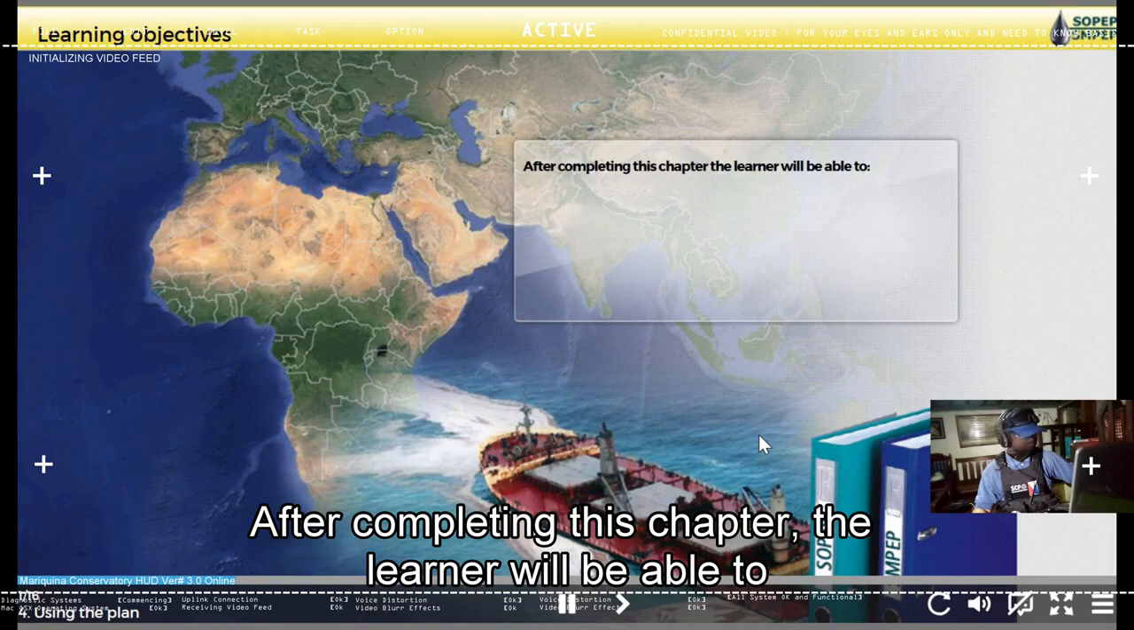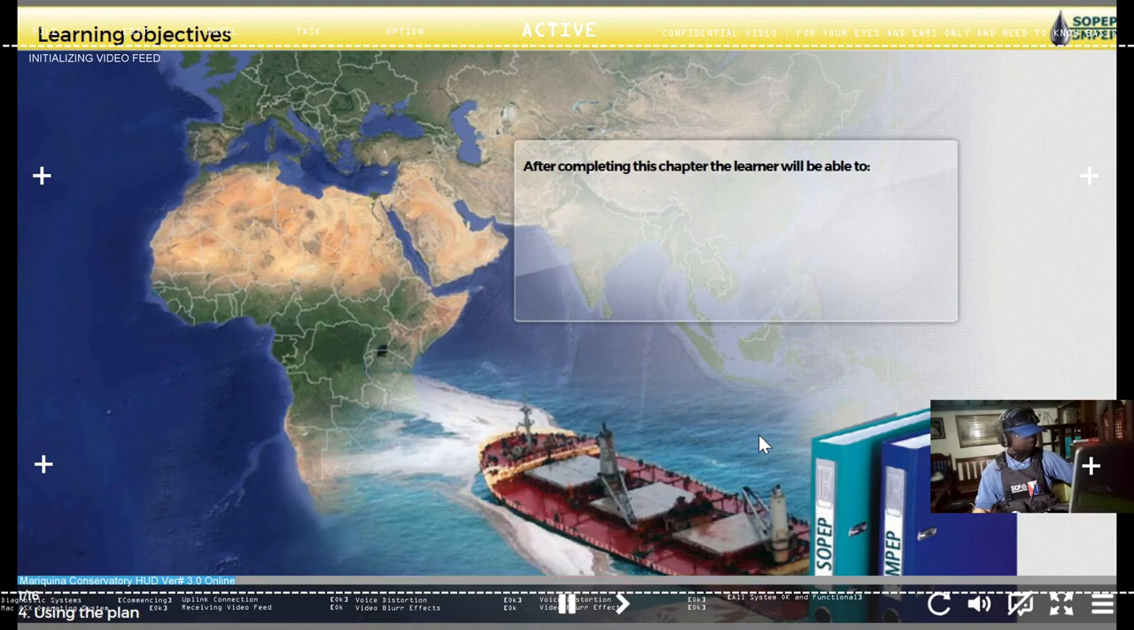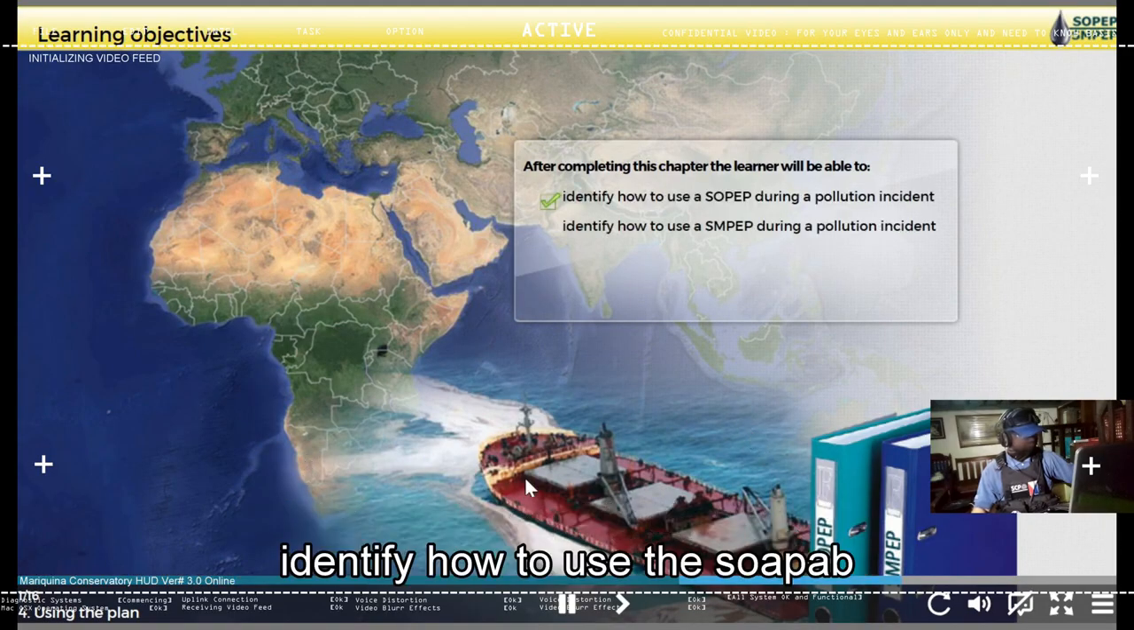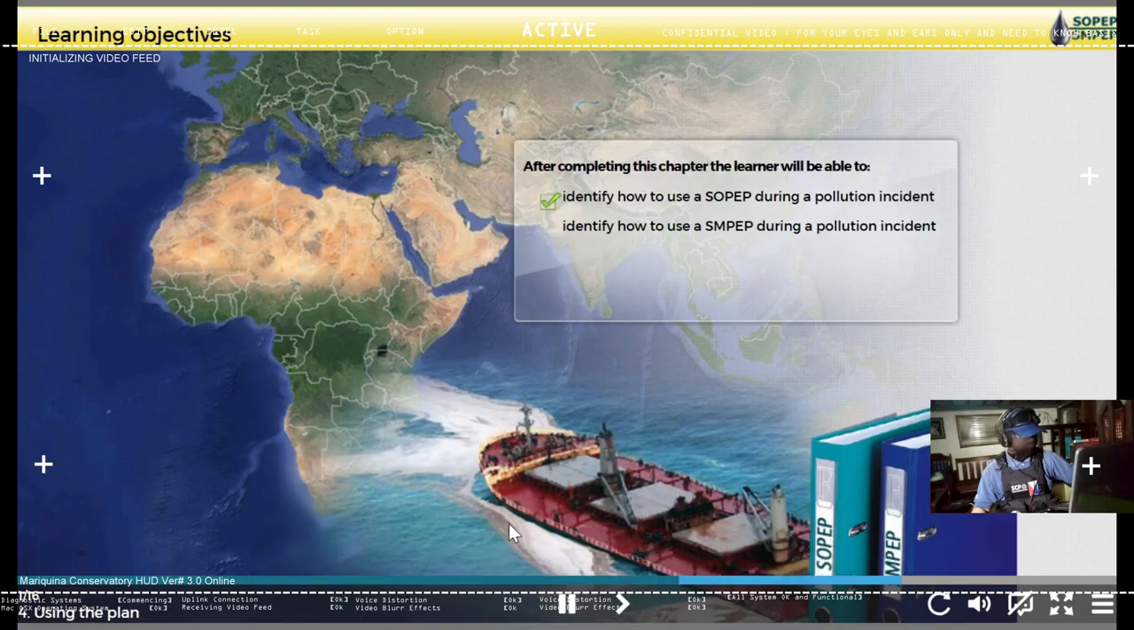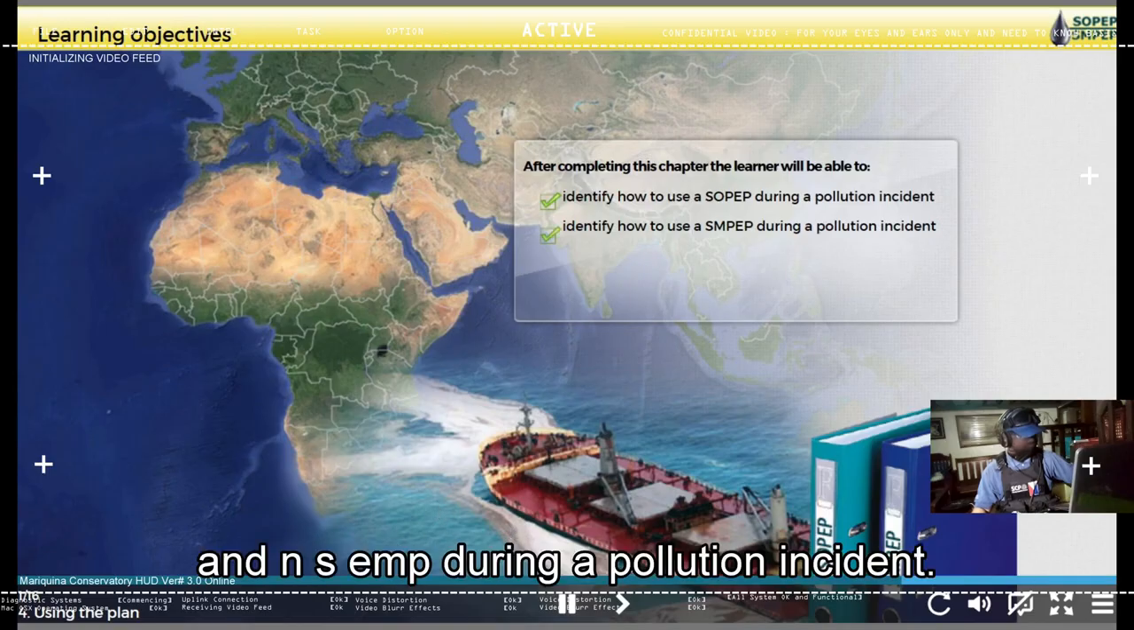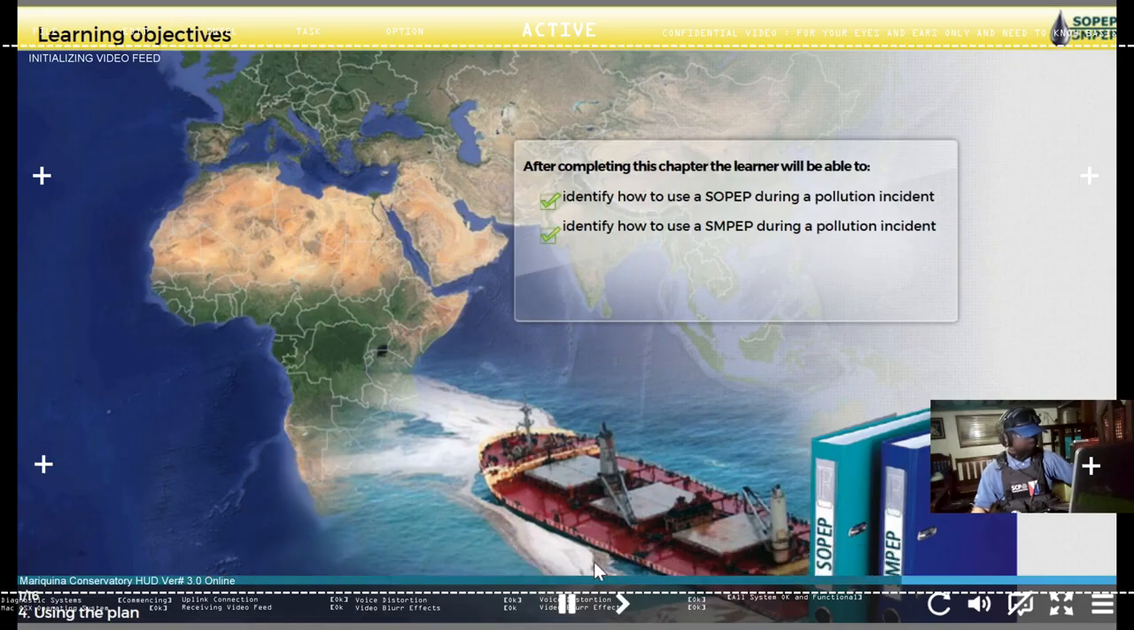After completing this chapter, the learner will be able to identify how to use a SOPEP and an SMPEP during a pollution incident.